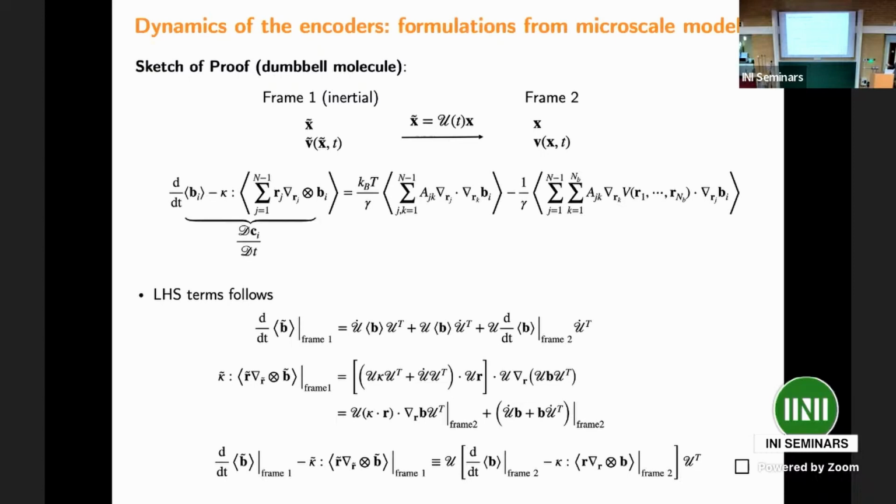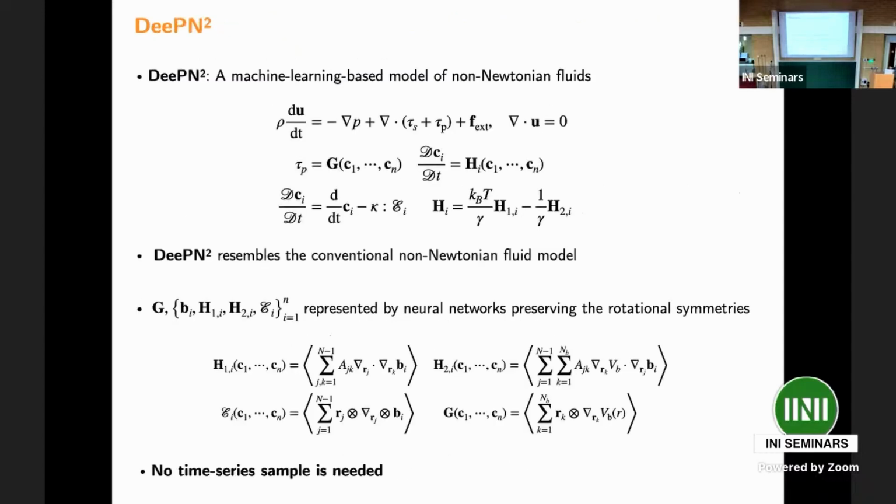So here we just get generalized forms for the dumbbells and also for the multi-bead system. If we put everything together, we now get a machine learning based model for non-Newtonian fluids. The formulation resembles the conventional models. The only difference is that certain modeling terms are represented by a neural network that strictly preserves the rotation symmetry. Other than that, it's essentially similar, right?